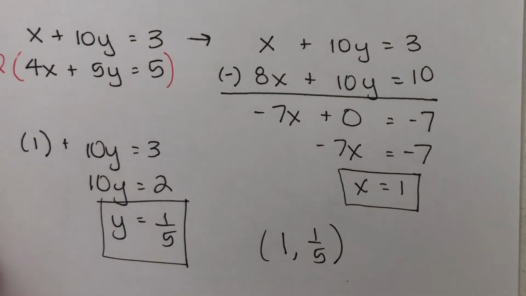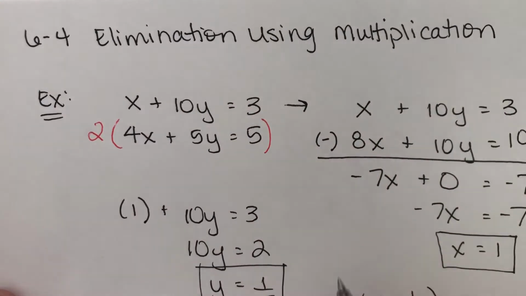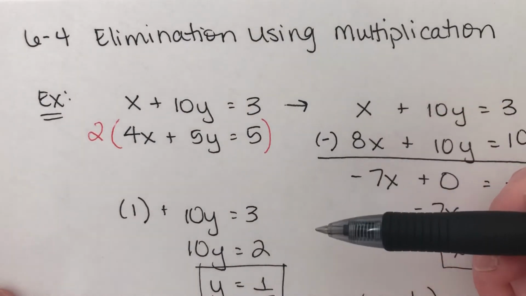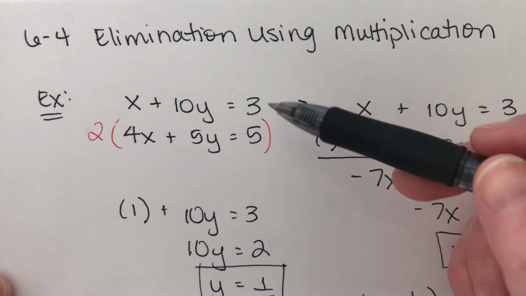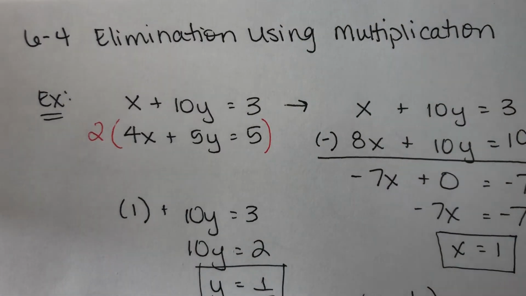Okay, that's kind of a lot of steps, but hopefully that makes sense. So the entire elimination using multiplication just hinges on us picking one of our equations, sometimes both. We'll do an example of when you have to do both. But it's multiplying to make the equations look different so that one of our variables matches. Okay, so let's do a couple more.